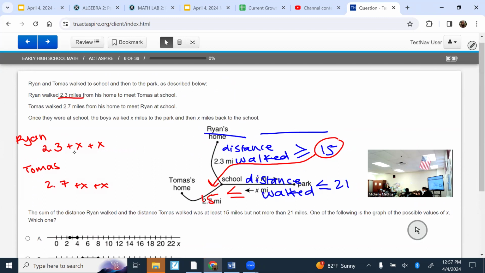Moving on, so it had to be the sum of the distance that they both walked. So combine like terms, what's 2.3 plus 2.7? And then x plus x plus x plus x is what? And that's going to be replacing my distance walked. So it has to be less than or equal to 21, and at the same time, bigger or equal to the 15.